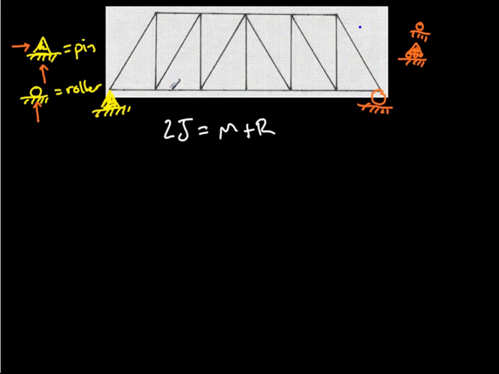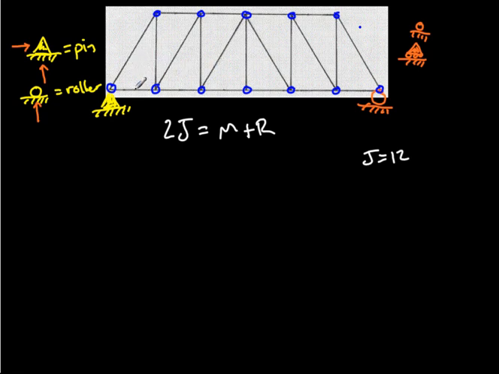Alright, so the first thing we need is the number of joints. Joints are where more than one member connects. So whenever two or more members connect is where there's a joint. I'm just going to circle them. 1, 2, 3, 4, 5, 6, 7, 8, 9, 10, 11, 12. There's 12 joints in this drawing. So the number of joints in this drawing is 12.